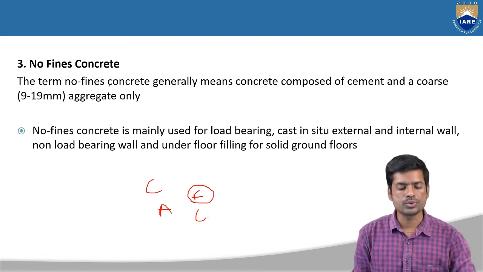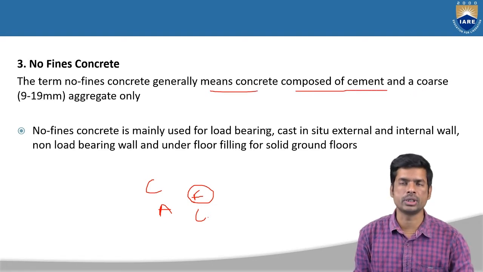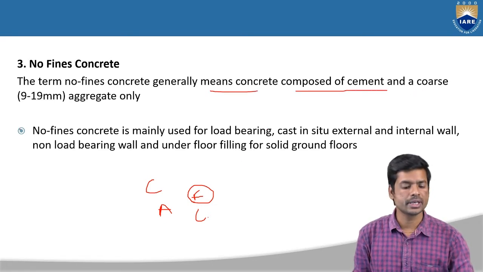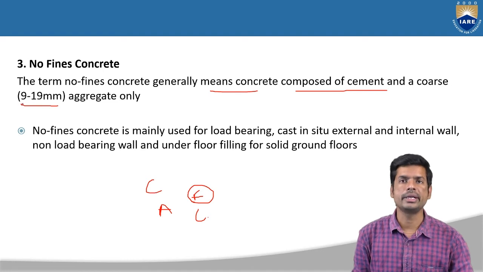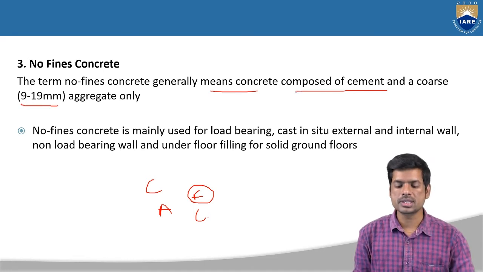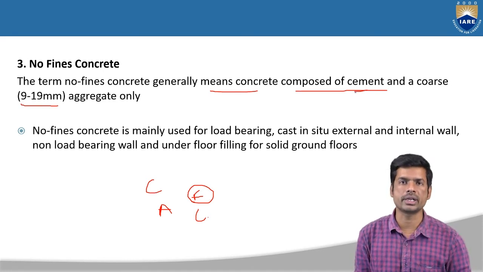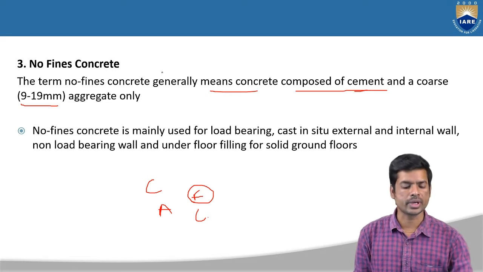So the term no fines concrete generally means concrete composed of cement and coarse aggregate only. The size of the coarse aggregate is around 9 to 19 mm. So we are using aggregates of size 9 to 19 mm and cement. By using these two materials only, we are preparing no fines concrete.